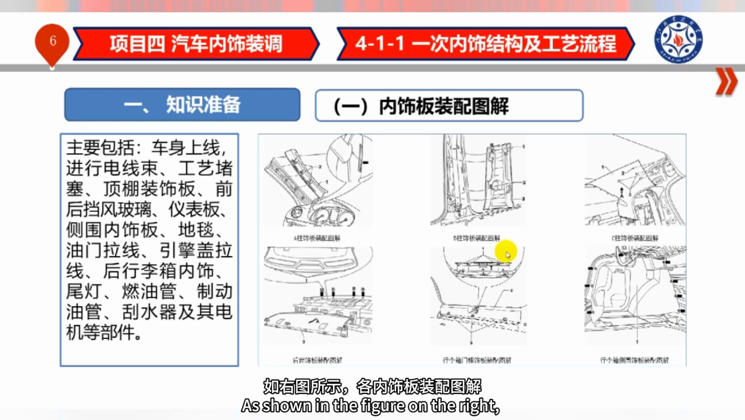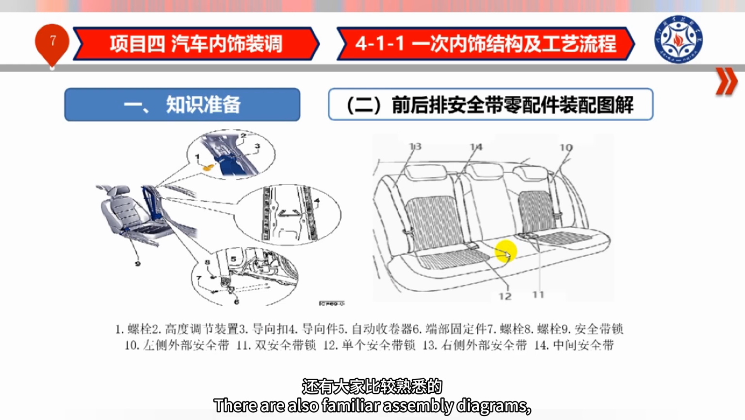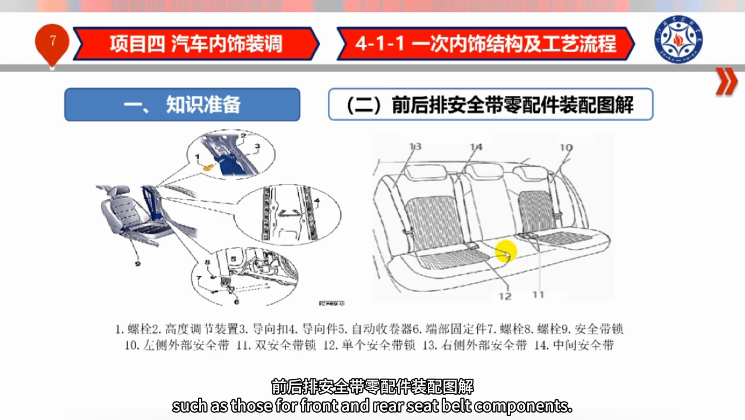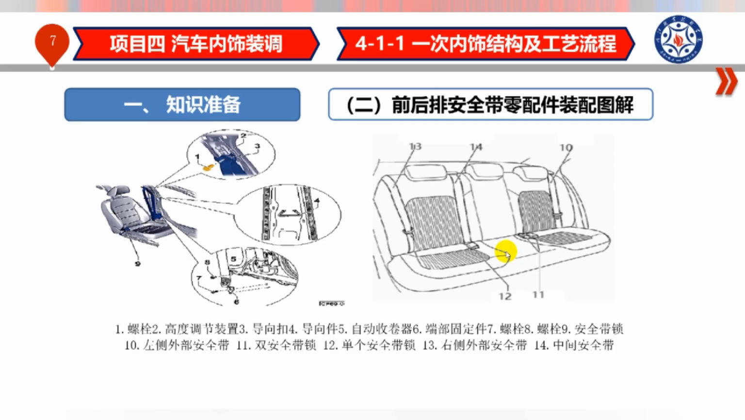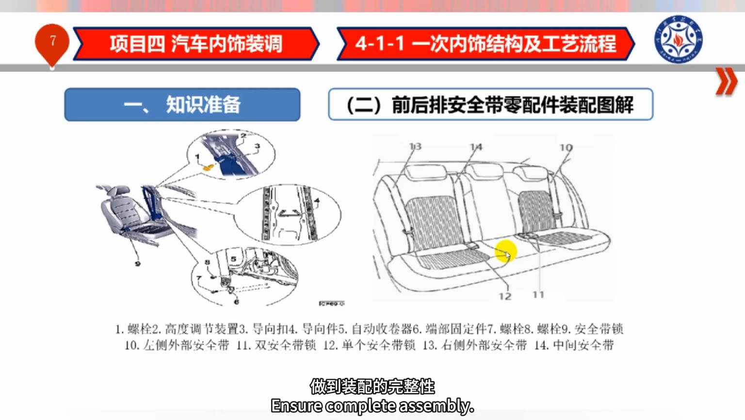As shown in the figure on the right, assembly diagrams of various interior trim panels are shown. There are also familiar assembly diagrams, such as those for front and rear seatbelt components. As shown in the figure, during assembly, pay special attention to small components. Ensure complete assembly.